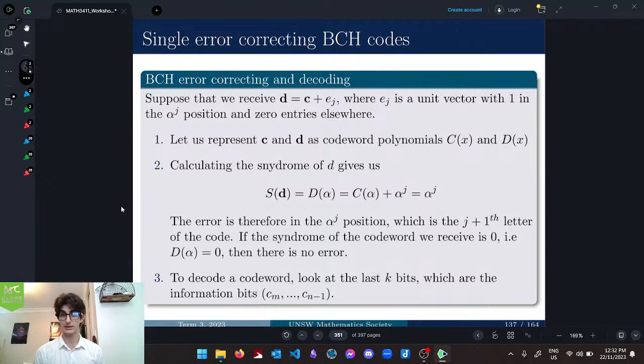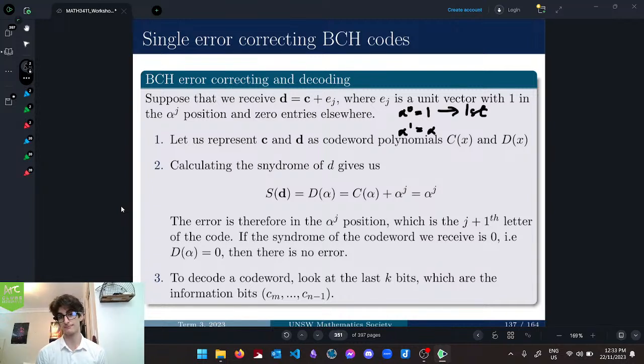Suppose that we receive D, which is C plus E_J, where E_J is a unit vector with 1 in the alpha to the J position, sorry, alpha to the J position. That is not to say the jth position. We've got to be careful about that. If we were in the alpha to the 0 position, that is the 1's position, which is the first position. Alpha to the 1, which is alpha, is the second position.